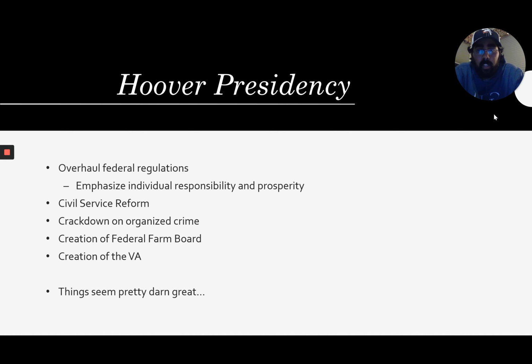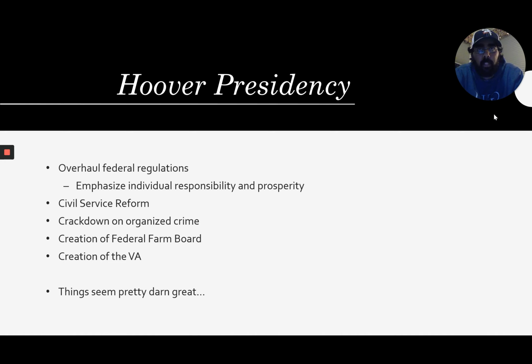So Hoover's presidency, right? He wants to overhaul federal regulations. He wants to emphasize the individual responsibility and prosperity that Americans feel. It's not the government's business to get involved. You prosper on your own. You thrive on your own, and in that same vein, you struggle and falter on your own. The government is absolved of any responsibility there, but it's also, he feels no need to have that involvement.